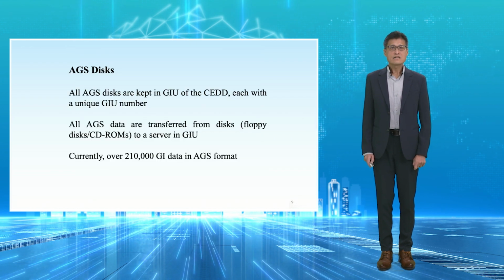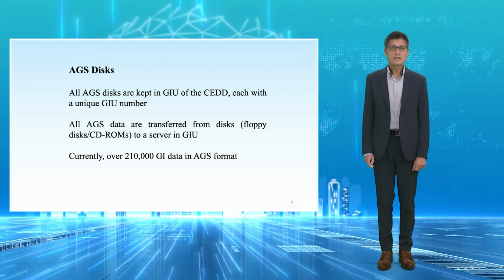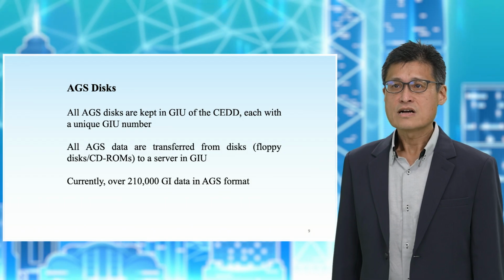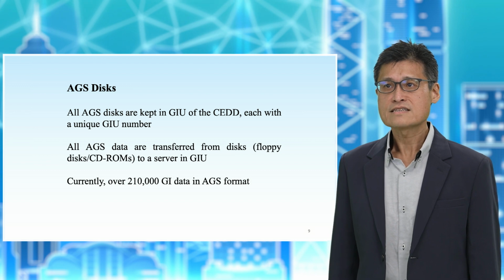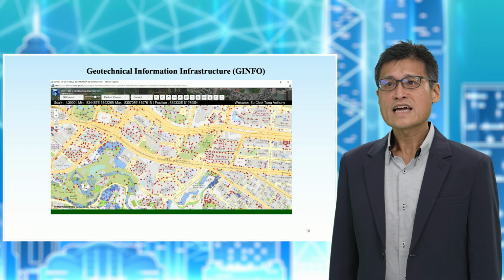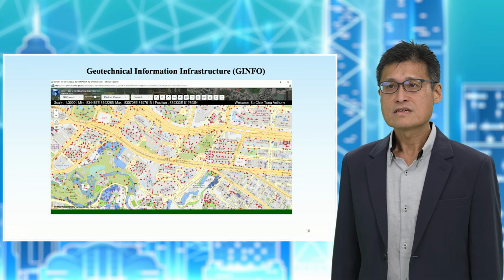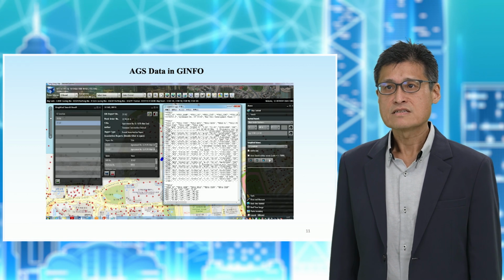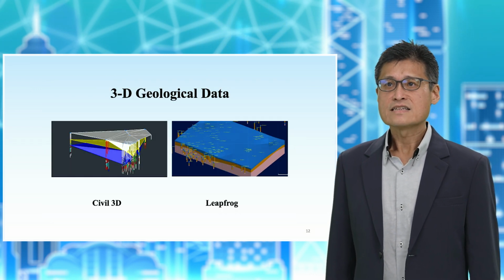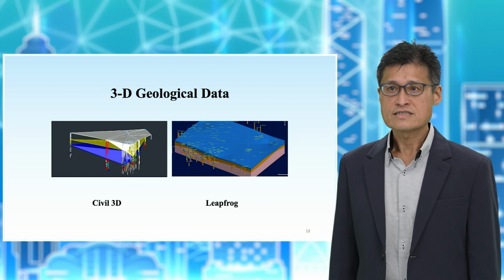All AGS data received are kept in GIU of the CEDD, each with a unique GIU number. All AGS data are transferred to a server in GIU, and currently there are over 210,000 GI data in AGS format. The AGS data can be retrieved from the G-info. It's just a matter of pressing a few buttons, and you can download this data. The AGS data can then be used to establish a 3D geological model using various software packages.